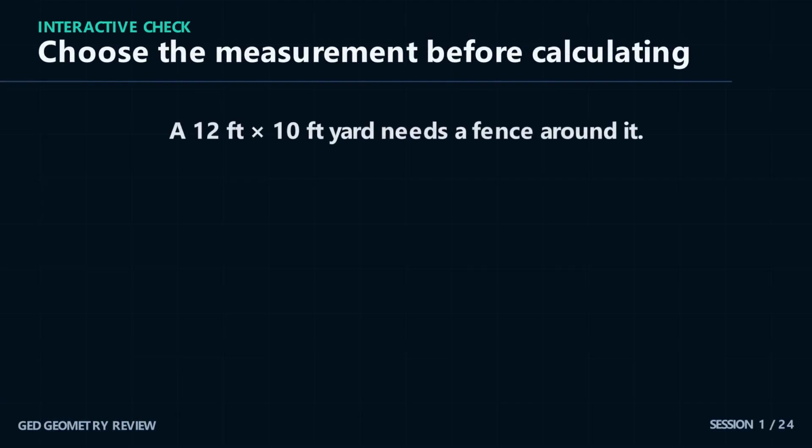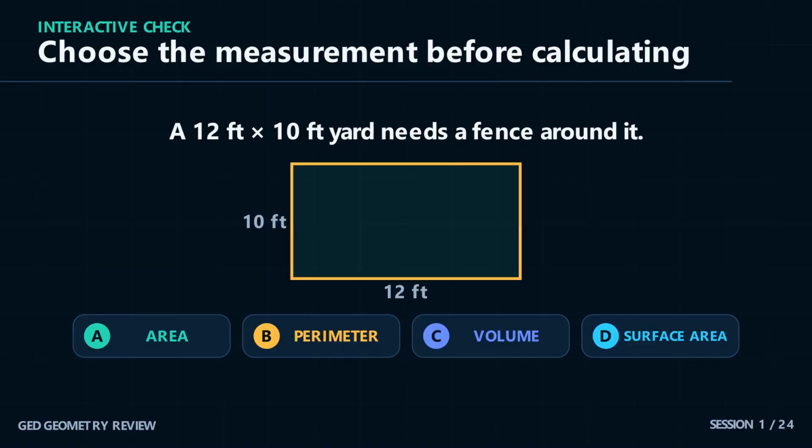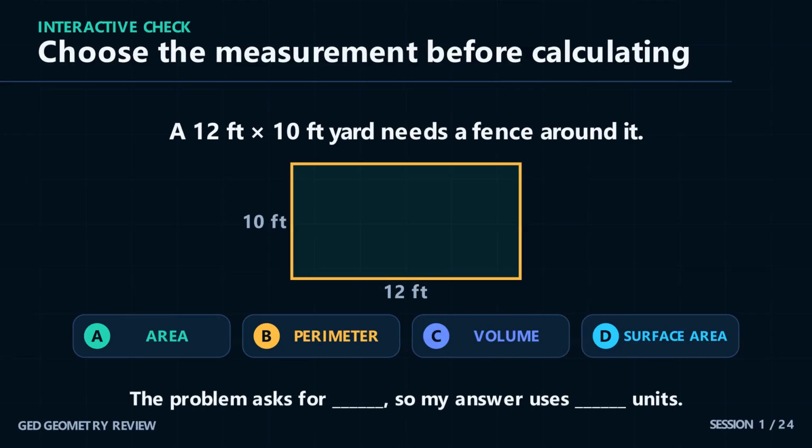Now it is your turn. A rectangular yard is 12 feet long and 10 feet wide. The owner wants to install a fence around it. Which measurement is needed? Area, perimeter, volume, or surface area? Do not calculate yet. First, complete this sentence. The problem asks for a certain measurement, so my answer must use the matching units. Pause the video now. Trace the relevant part of the diagram and make your choice.